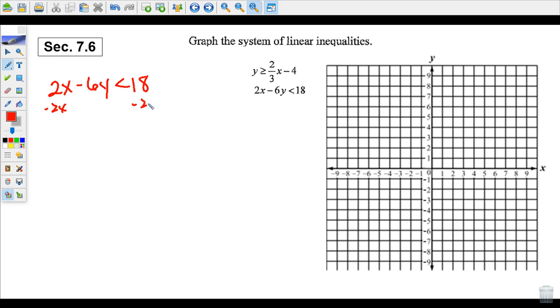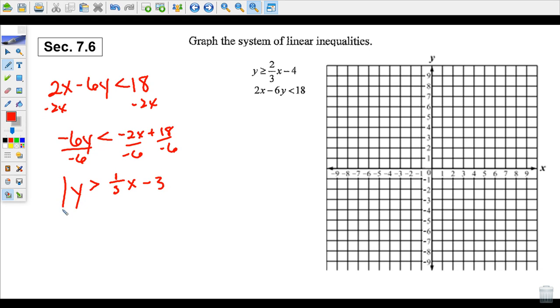So -2x. Then it's -6y is less than -2x plus 18. Divide by -6. Since I'm dividing by a negative, I gotta flip that around. So now it's y is greater than -2 divided by -6. That's positive, and it would be 1/3 when it simplifies. So 1/3 x minus 3. So here's slope-intercept form for the second one, and here's slope-intercept form for the first one. So those are the ones that I'm graphing.